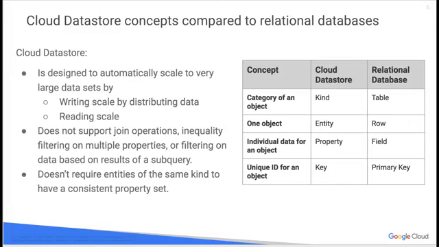For this reason, some types of queries are not supported. All queries are served by previously built indexes, so the types of queries that can be executed are more restrictive than those allowed on a relational database with SQL. Cloud Datastore does not include support for join operations, inequality filtering on multiple properties, or filtering on data based on results of a subquery. Cloud Datastore doesn't require entities of the same kind to have a consistent property set, although you can enforce such a requirement in your own application code.